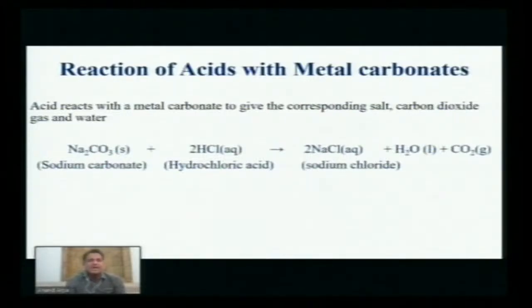And this carbon dioxide gas can be tested easily. In earlier classes, you may have tested carbon dioxide gas by the fact that carbon dioxide does not favor burning. So if a burning splinter is brought near the carbon dioxide, it will be put out. So this carbon dioxide can be tested.